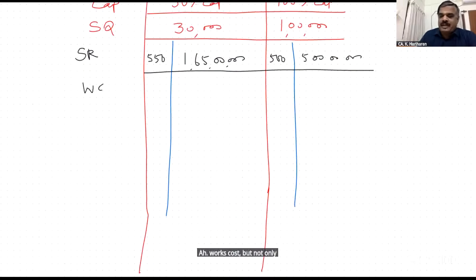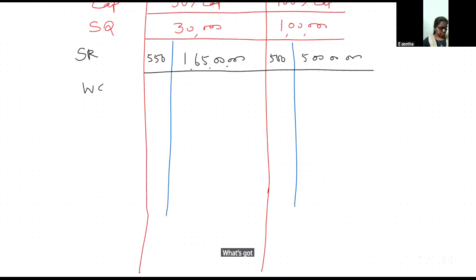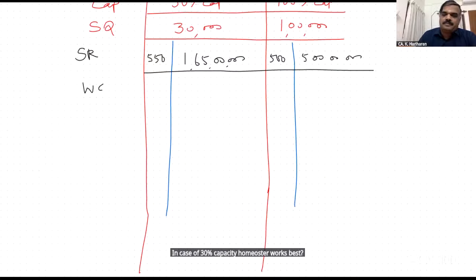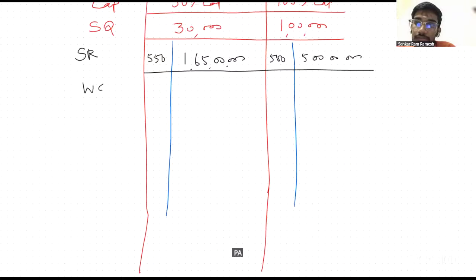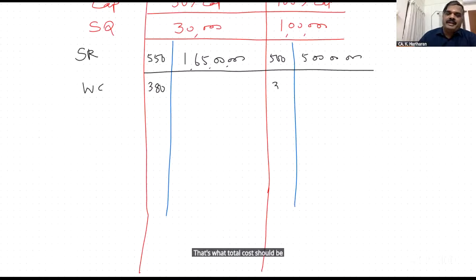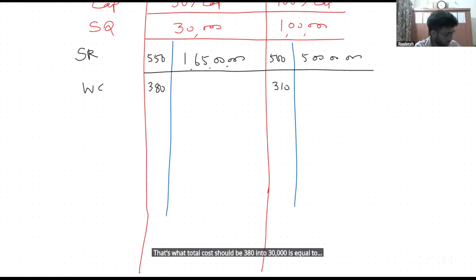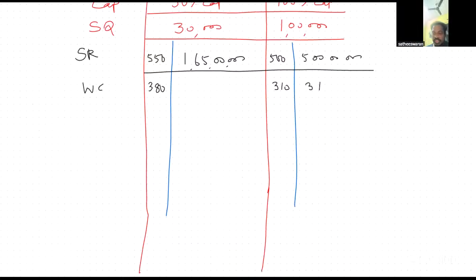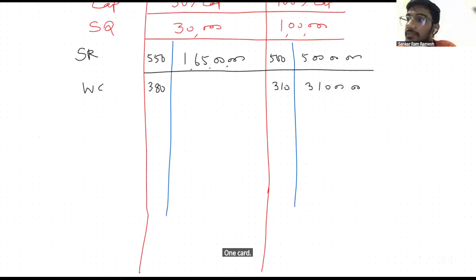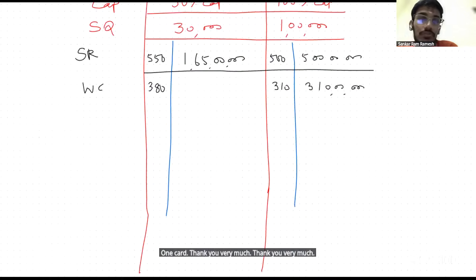Line entry, post all the costing. First expense, works cost. In case of 30% capacity, how much is the works cost? 380. In case of 100% capacity, how much is the works cost? 310. Therefore, total cost should be 380 into 30,000, which is 1 crore 14 lakhs.